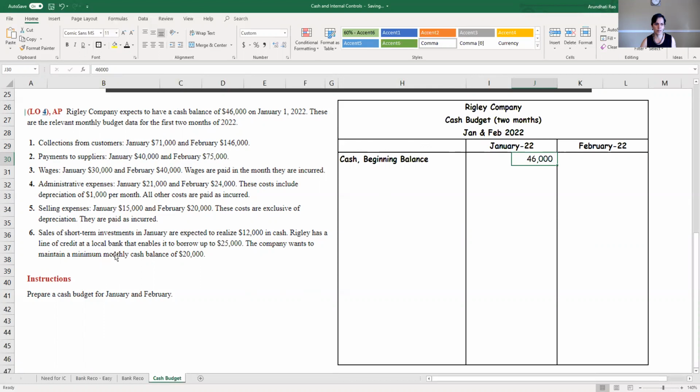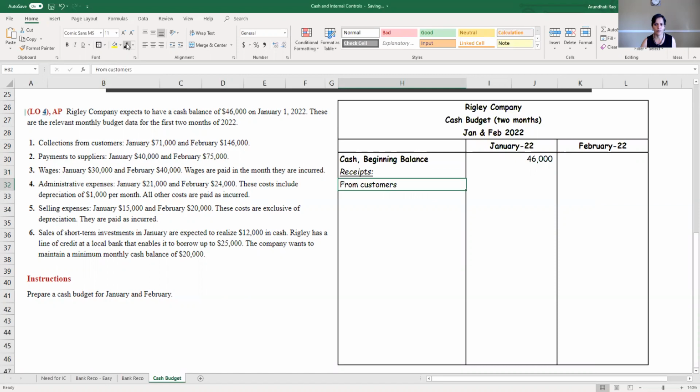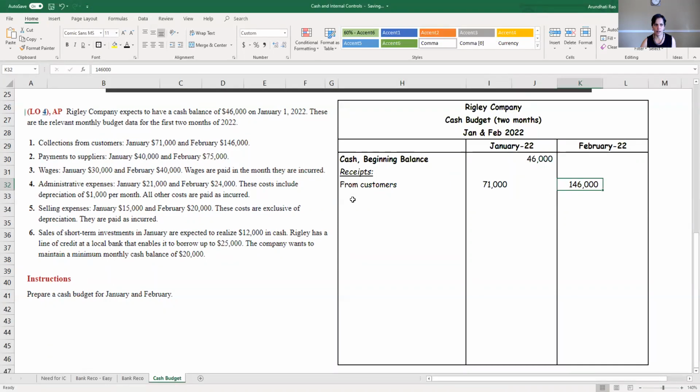Let's read through the information given. The first one they say is they expect collections from customers of $71,000 and $146,000 in the first 2 months. Whether these collections are cash sales in the current month or accounts receivable from the previous month, we don't know. But what I know is this is how much cash I'll collect from the customers. So I start out with receipts, and under receipts, I'm going to have from customers, the amount is $71,000 and $146,000. I'm putting those numbers in the inside column.